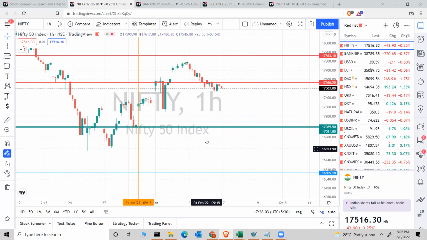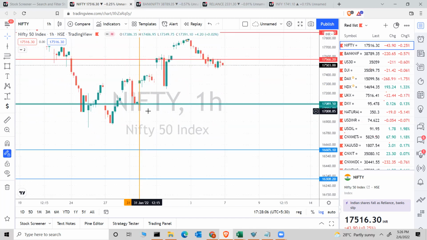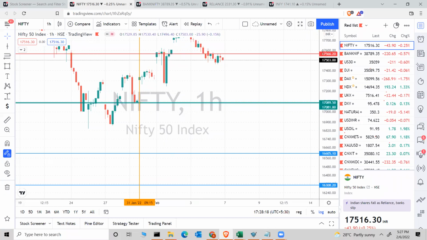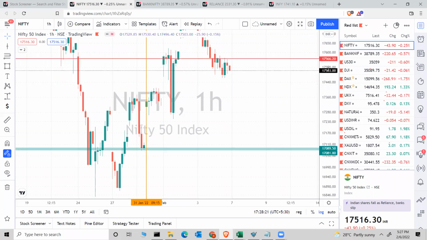Same way, if it is opening below this and after 1 hour you're seeing Nifty is trading below this green line of my weekly level, then you can go for this PE, and your target can be this and this. And keep a very minimal stop loss.